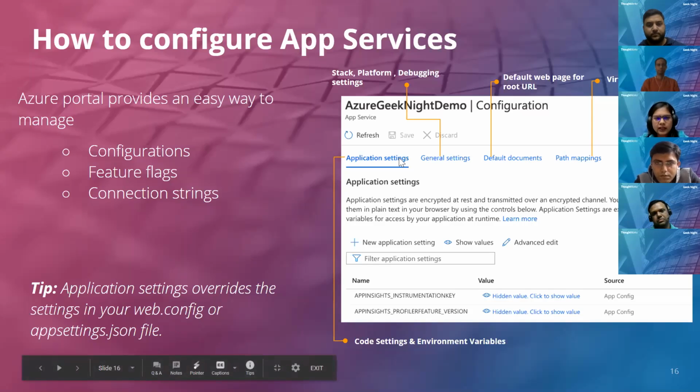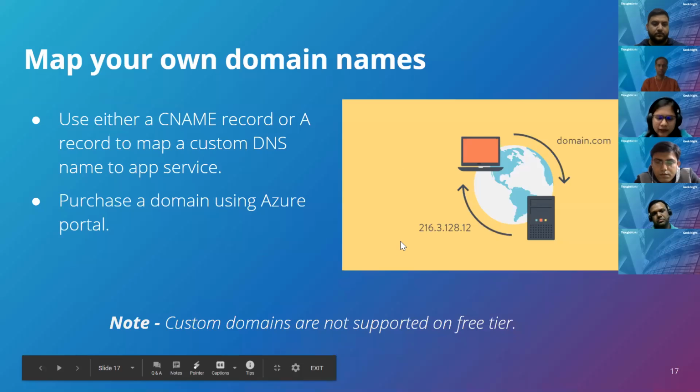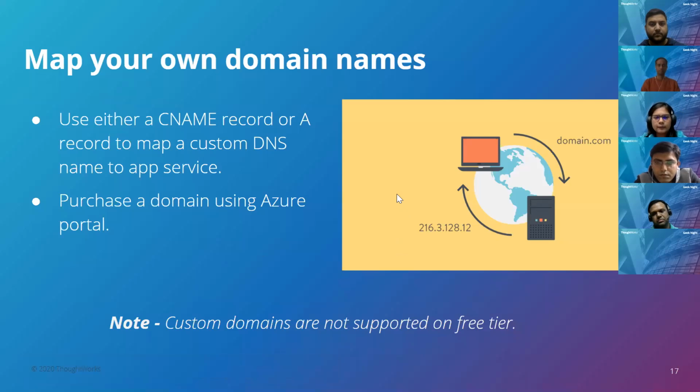So far we have seen how we can configure our app services. So next in line for the demo is how we can map our own domain names. Whenever we create an Azure app service, it comes with the default domain name, azurewebsites.net, which Azure provides. But if you want to map your own domain, that's very much a need of today's world. So you will have your own domain where your application might be running, and you're moving to Azure App Services. So you would like to map your own domain to the Azure App Service. That is very much possible.